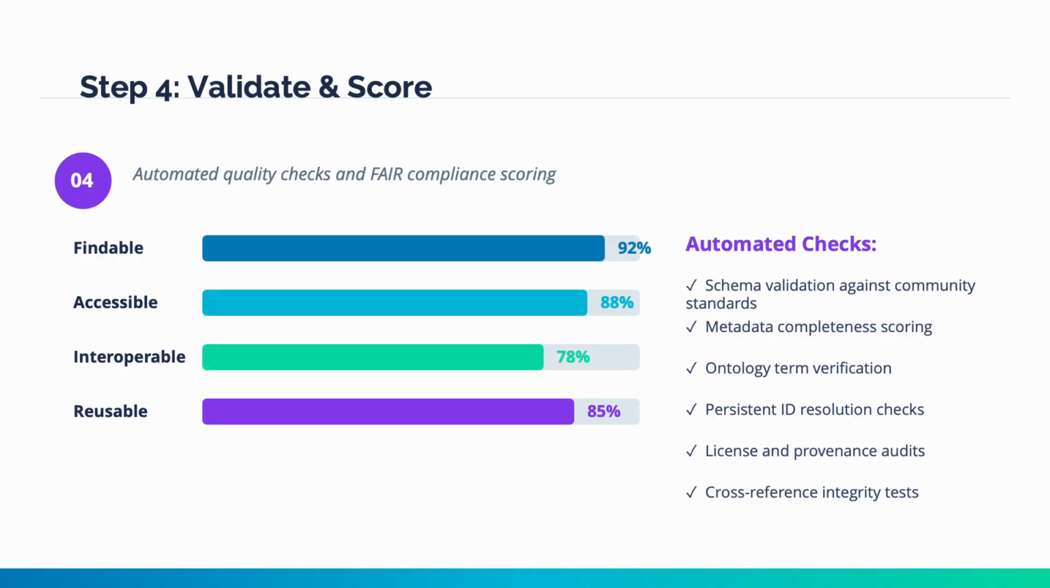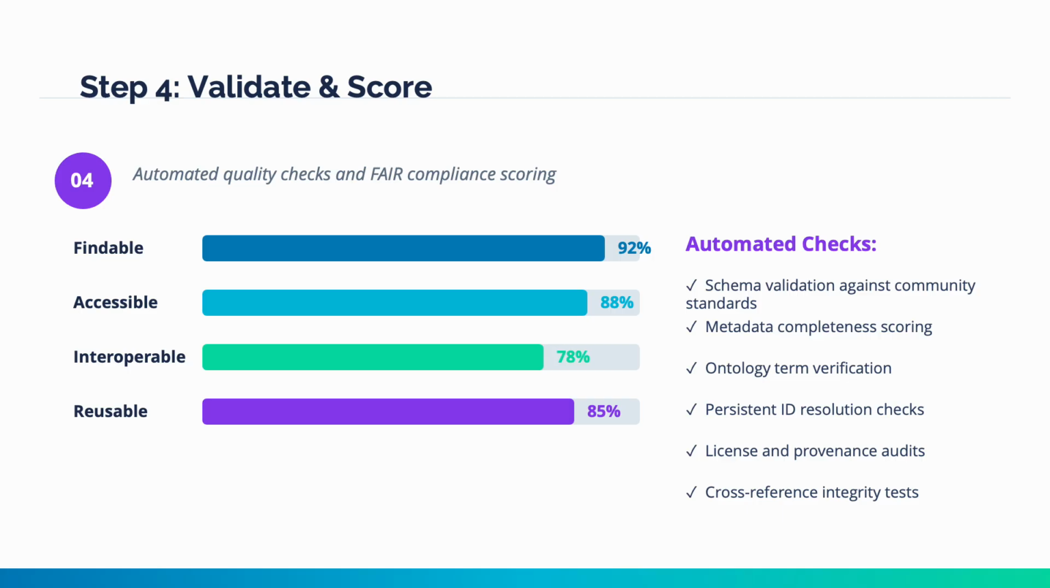Step 4 is validate and score. This is where we close the loop and measure how well we have done. On the left, you can see a scoring dashboard. Each of the 4 principles gets a compliance score. In this example, Findable scores 92%, Accessible scores 88%, Interoperable scores 78%, and Reusable scores 85%.